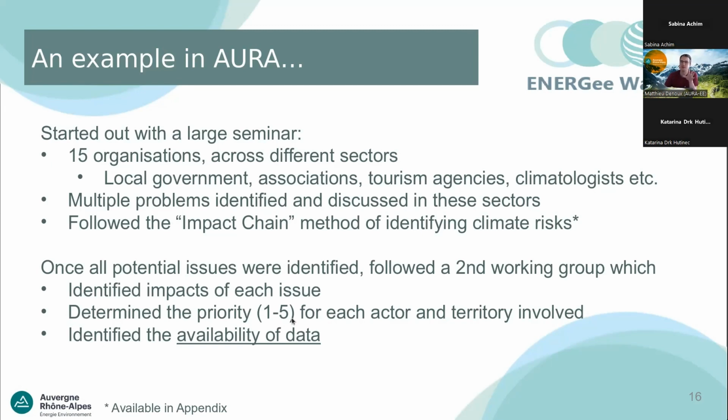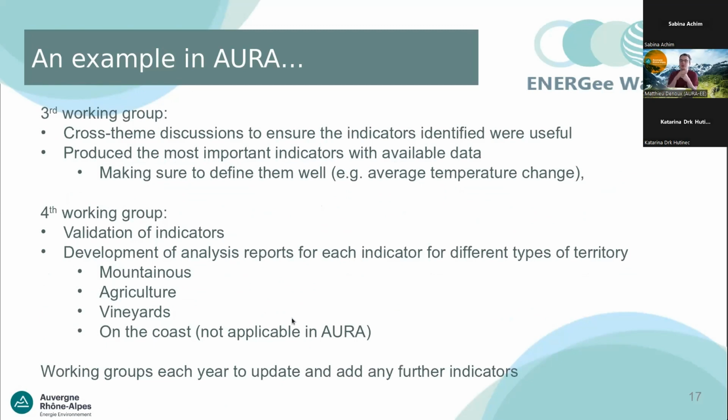Once we had the indicators, the availability of data, and the priorities, we tried to hold a cross-theme discussion to be sure that indicators discussed in one sector could sometimes be useful for another sector. On the contrary, some sectors had indicators that were too precise, strictly concerning only their sector. It's sometimes not useful to spend a lot of energy on just one precise sector and one precise need.